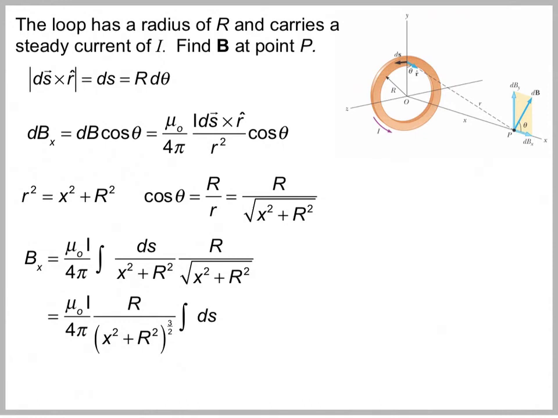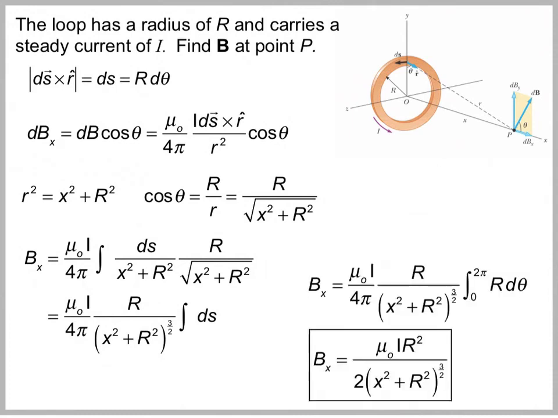Well, as we integrate ds around a circle, we just get the circumference, which is 2 pi r. We can see that because ds is r d theta, and the r will come out, so it becomes r squared. Integrate d theta, I get 2 pi. And so the magnetic field at this point, due to the current, is mu naught I r squared over 2 times (x squared plus r squared) to the 3/2 power.